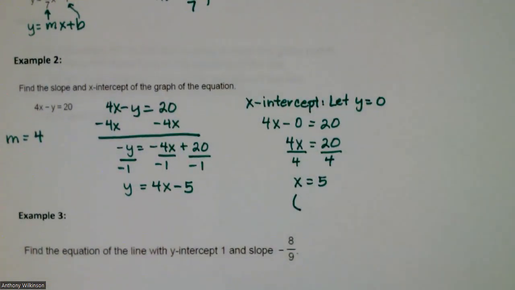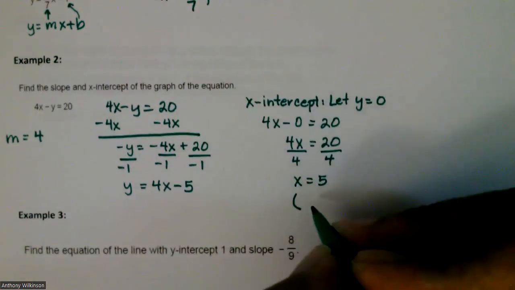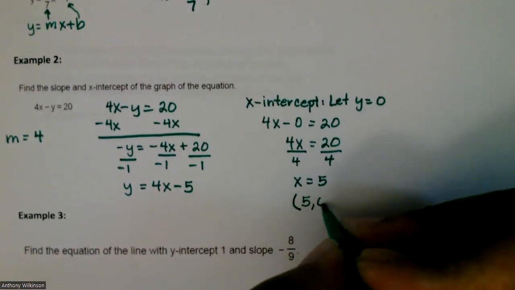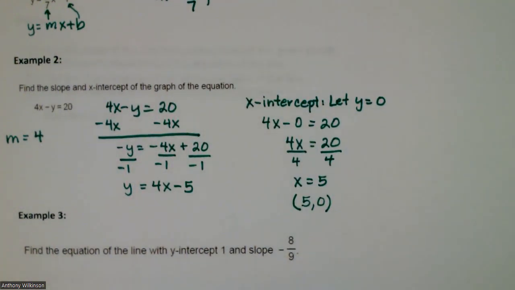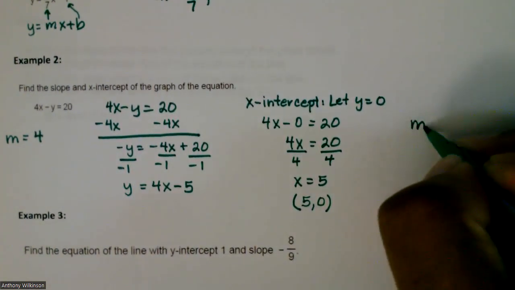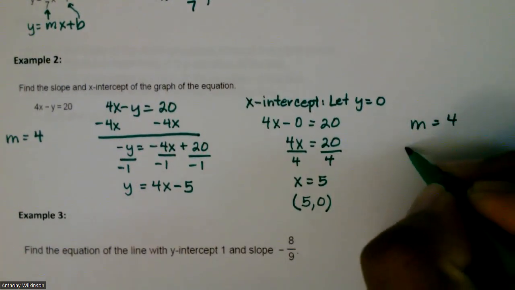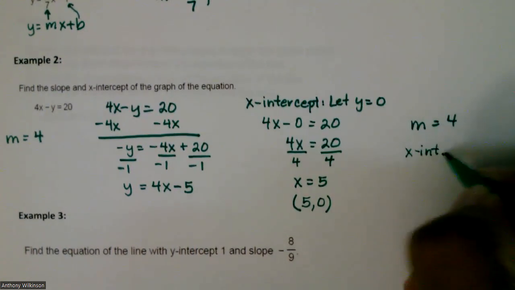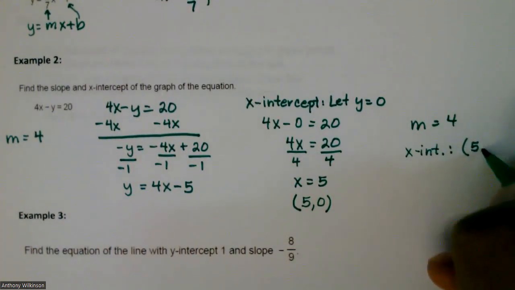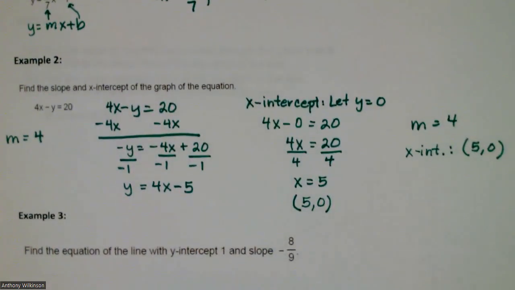Now, it's common practice to write your intercepts as ordered pairs. So my x-intercept will be the ordered pair (5, 0). So here, the slope is 4. Your x-intercept is the ordered pair (5, 0). Okay. So it's just best to read the problem very carefully to determine what they want you to find.